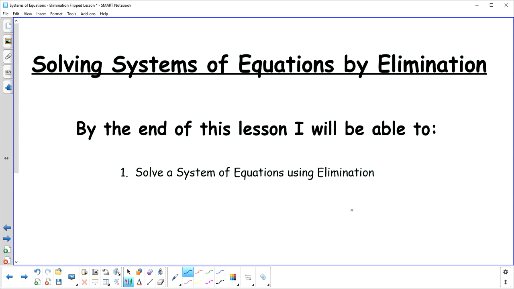Okay, so that is it for elimination. We've now done graphing, where we find a point of intersection, substitution, and elimination.